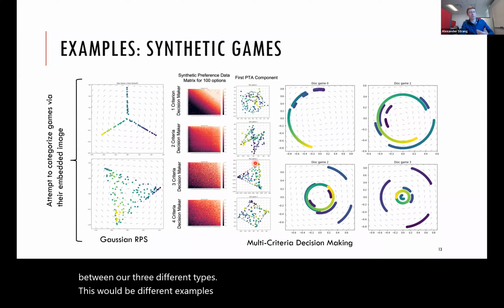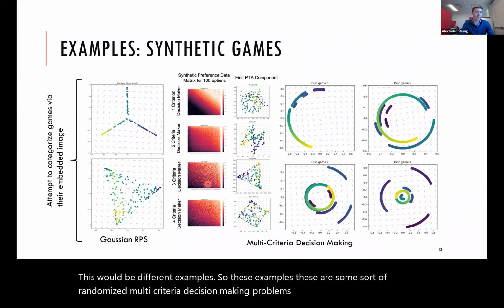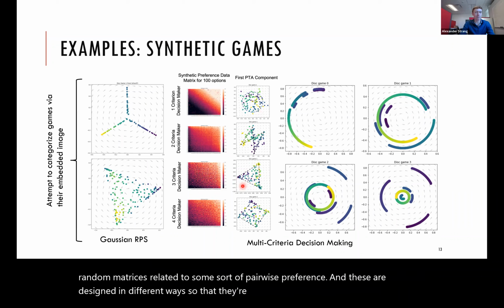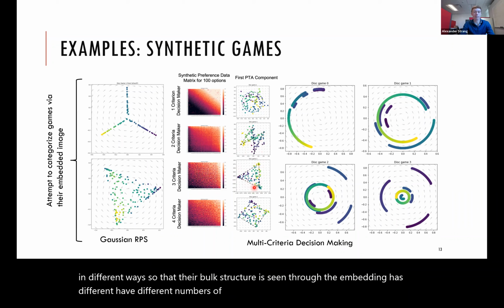So these examples are randomized multi-criteria decision-making problems where we generate different random matrices related to some sort of pairwise preference. And these are designed in different ways so that their bulk structure, as seen through the embedding, has different numbers of cyclic modes in them, which can be counted by counting the number of corners of these polygons.